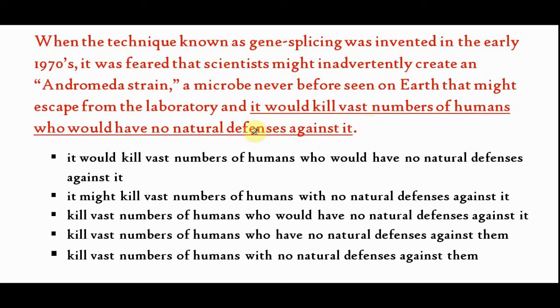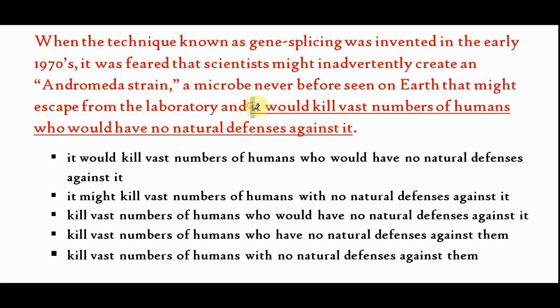Let us move ahead. It says when the technique known as gene splicing was invented in the early 1970s, it was feared that scientists might inadvertently create an Andromeda strain, a microbe never before seen on Earth that might escape from the laboratory, and it would kill vast number of humans who would have no natural defenses against it.